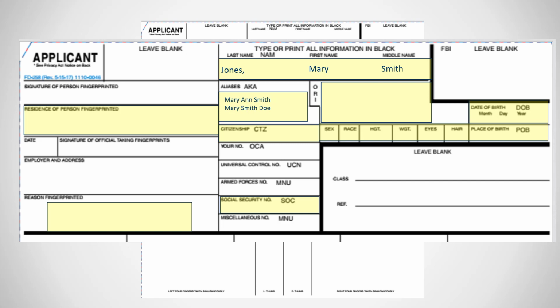In many cases, the ORI number is pre-printed on your FD258 card. Each board has their own distinct ORI number. Be sure to include the correct number if it's not already printed on the card.